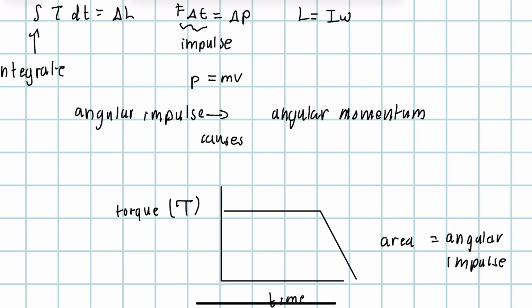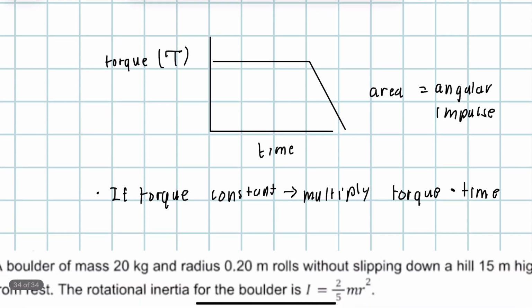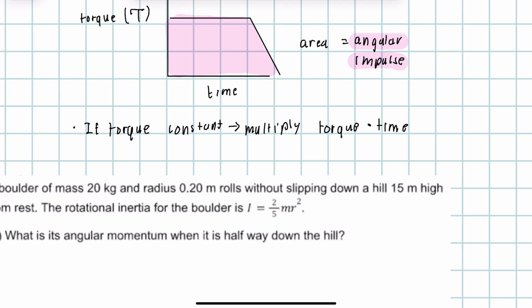And the translational form is F times delta t, which is equal to delta p, the change in the momentum, and you also know that's from p equals mv. The rotational form of that is just L is equal to inertia times the angular velocity. So again, you can see down here that the area under the curve is going to be equal to the angular impulse. And also remember that if you have torque that is constant, then you just multiply torque times time.